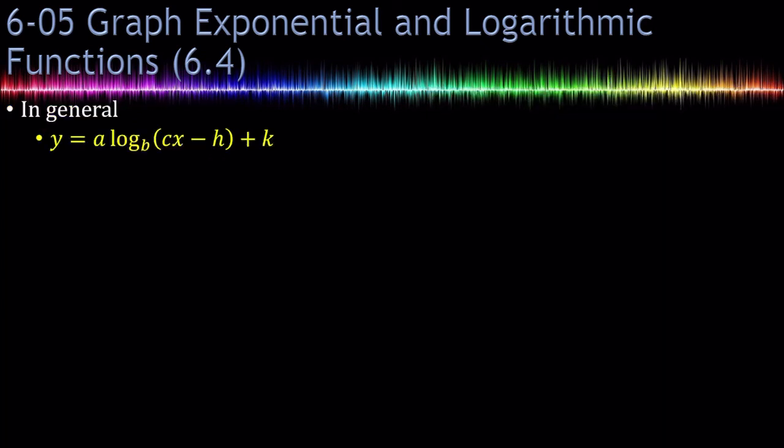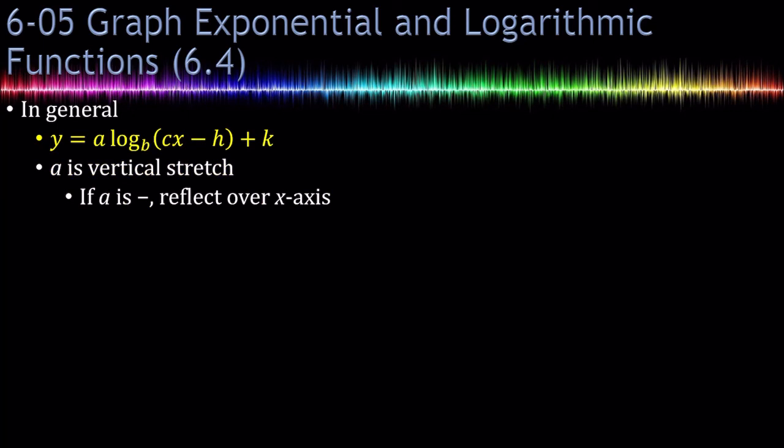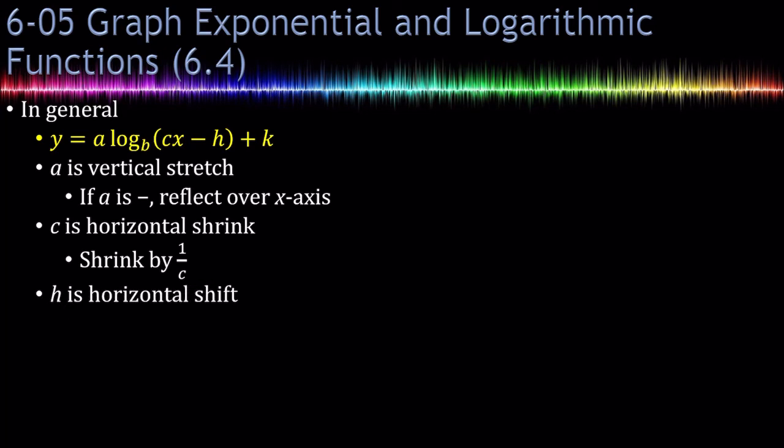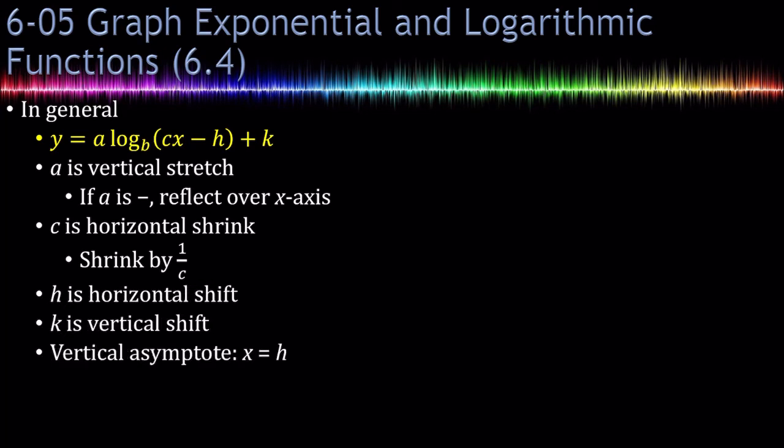So in general, our logarithmic functions are that, where we have the a, I'm calling it a c for now, an h, and a k. And they all mean the same thing. A is the vertical stretch. If a is negative, it's reflected over the x-axis. C, which is usually called b, is a horizontal shrink. And that shrink is by the reciprocal of c. H is a horizontal shift. K is a vertical shift. And here's the new thing. We now have a vertical asymptote. x equals h. That is very important.